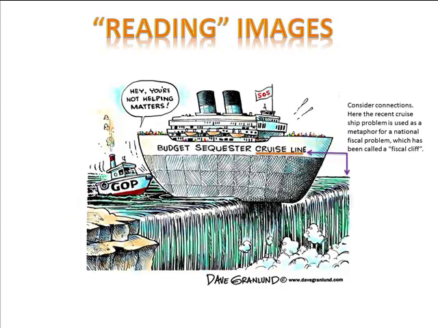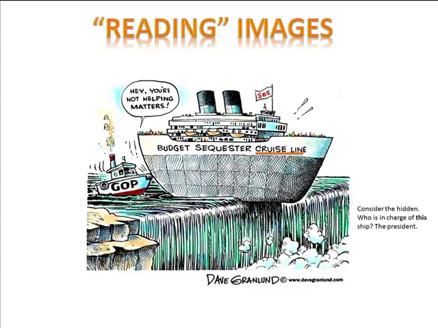Consider connections. Here, the recent cruise ship problem is used as a metaphor for a national fiscal problem, which has been called a fiscal cliff. The ship is about to go off of a waterfall, which represents a cliff. And consider the hidden. Who's in charge of this ship? We can imply that it's the President of the United States.